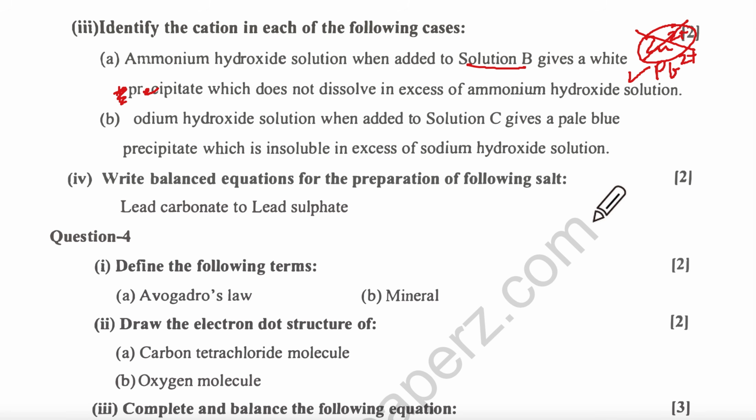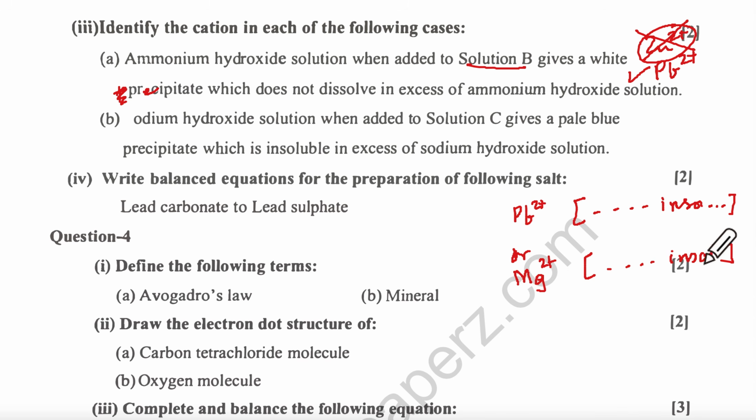Yes. All right. If you wish to, you will say Pb2+ and then write over there chalky white and insoluble in excess. And it could be right over there, or then you can say Mg2+, and this will be again insoluble. Correct? Yes, ma'am.